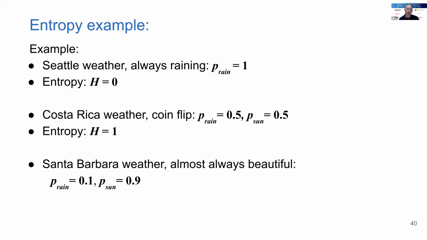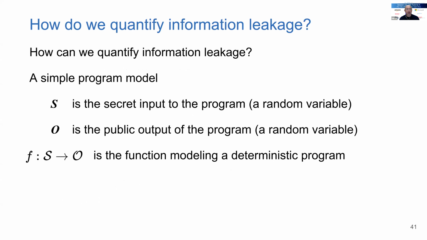It's more than 0 because it's not constant. There is some variability, but it is less than 1, because it's not even; it's most likely to be sunny. So it's not as much information as Costa Rica weather. If you plug this into Shannon entropy, it will tell you the information gained is 0.496 bits. So it's a way of quantifying the information gain, and this is exactly the concept we will use to model information leakage.